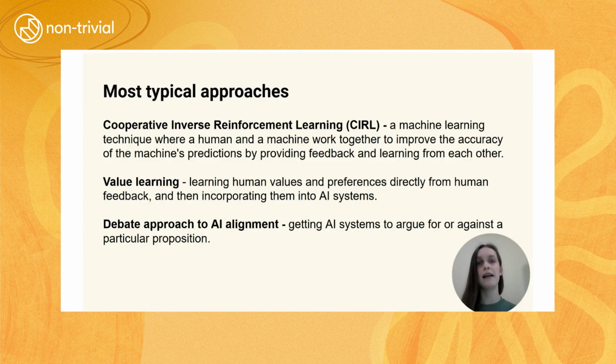So CIRL, value learning, and debate approach to AI alignment are the main 3 ideas that motivated the proposal. Briefly, CIRL is when a human and a machine work together to improve the accuracy of the machine's predictions by providing feedback and learning from each other. Value learning is how we get the language model on the same page as us with intents and goals, and debate approach to AI alignment is getting AI systems to argue for or against a particular proposition.